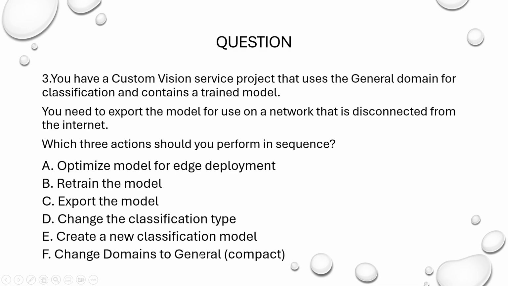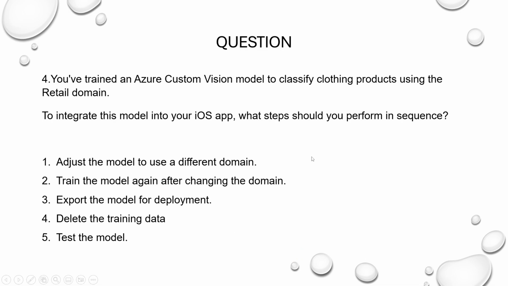Now, change domain to general compact. Did we see that step in the documentation? Yes, indeed we saw that step. So what are the 3 actions to perform in sequence to achieve the requirement? One is to change the domain to general compact. That is the first step. Then we have to retrain the model under the new domain. After that, we have to export the model. So these are the steps which we have to follow to use the model where there is an intermittent or disconnected network. Now the next question is a very similar one.